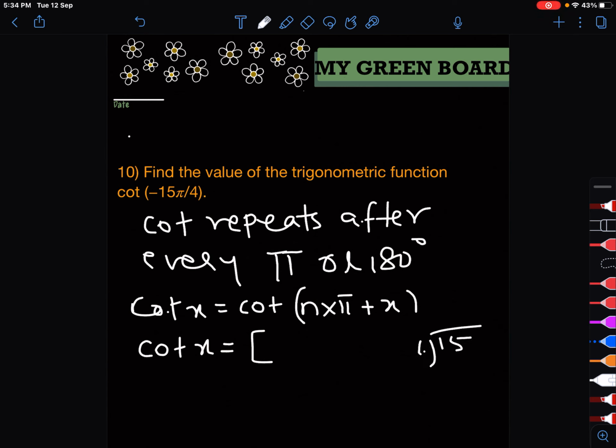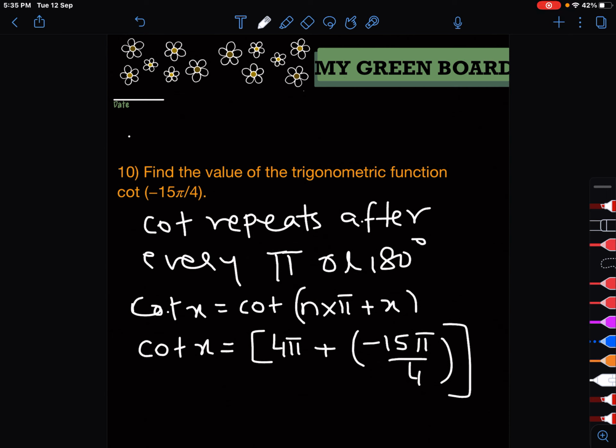Okay, here, since a negative radian is given, we'll just take the nearby multiple of 4. When 4 is divided by 15, the nearby multiple would be, 4 4s are 16. So we are taking the number which is a bit nearby to the numerator. Okay, so 4 pi, we are taking 4 pi plus whatever x the question has asked, minus 15 pi by 4.